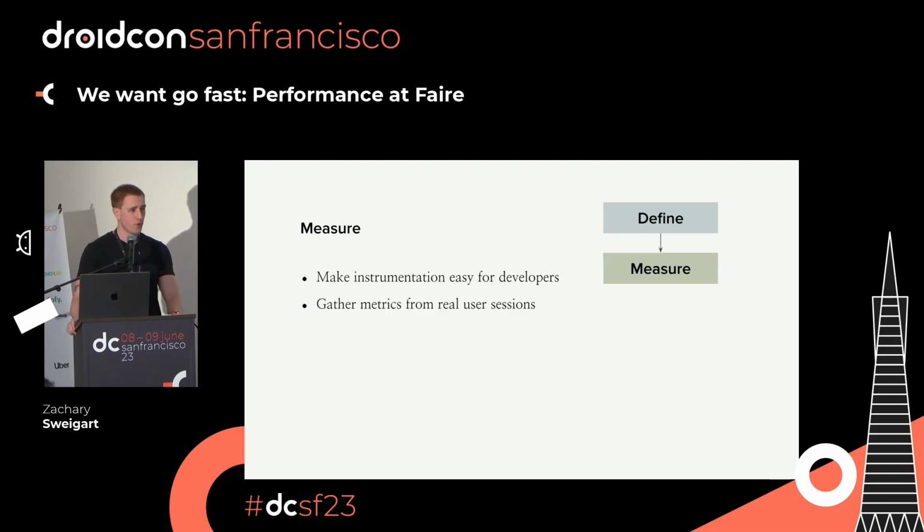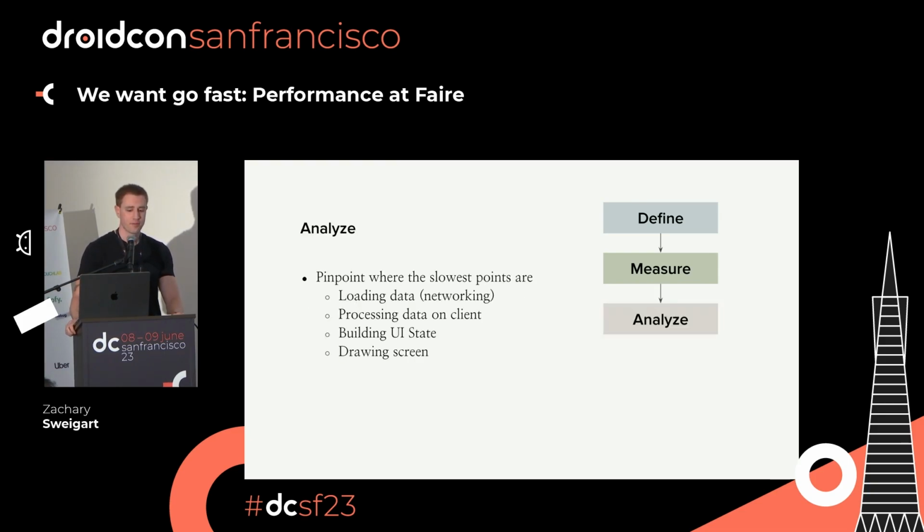Next, you want to measure. You want to gather real user data, and you want to make instrumentation easy for your developers. Then you can analyze that data and find where the slow points are, whether that's loading your data, processing it, building your UI state, or drawing the screen.